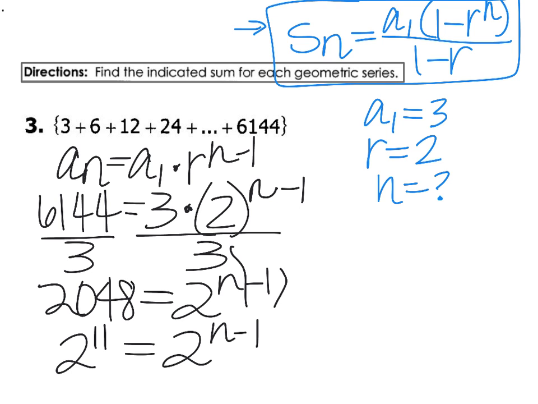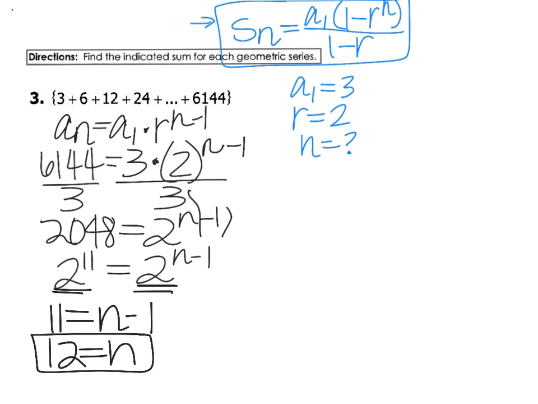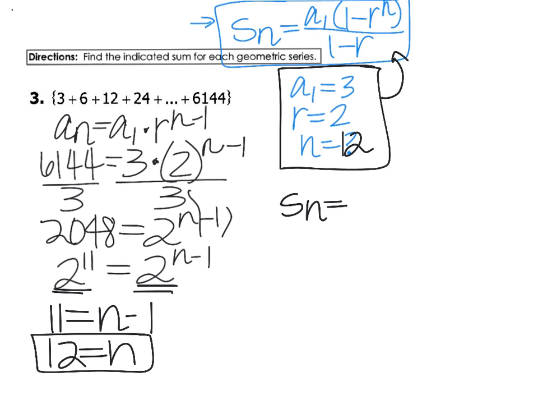Now that we've got common bases, set the exponents equal to each other. So 11 equals n minus 1. Add 1 to both sides, n equals 12. Now that was the missing piece of information that we needed. Now we can take this information and plug it into our formula. So the sum of this series, and we know it's the first 12 terms, equals our first term, which is 3, times 1 minus our common ratio of 2 to the 12th power.